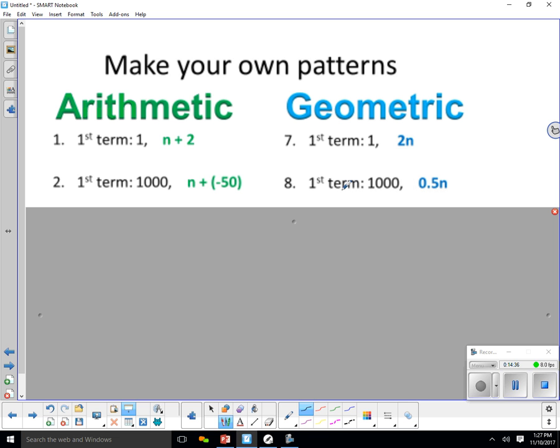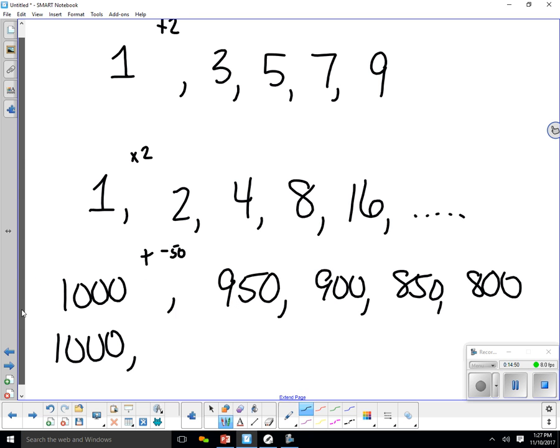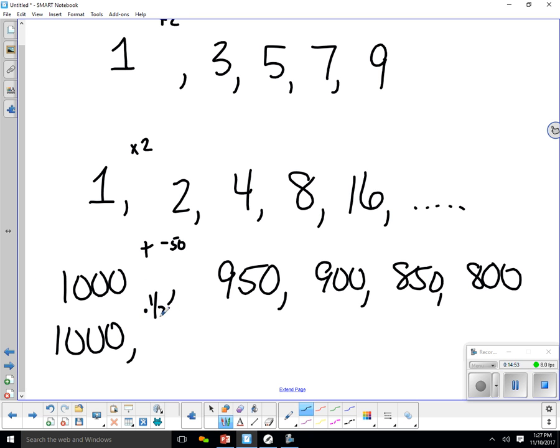Okay, let's do a geometric again. First term is 1,000. Again, I don't like this 0.5. This really means 1/2 times n. Okay? So if I start with 1,000 and I multiply that by 1/2, what's my next number going to be? It really means I'm dividing by 2. Chase? 500. Okay. What's the next one? 500 times 1/2, Paul? 250 times 1/2. Benji?